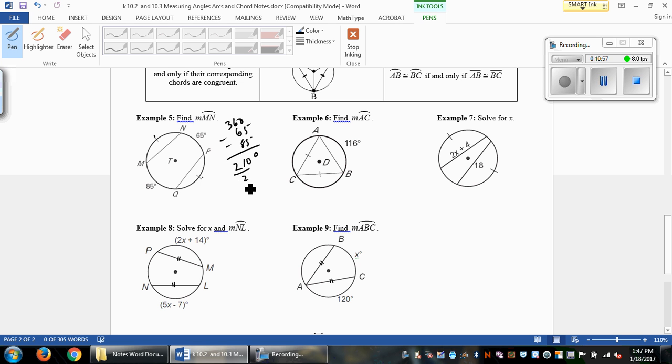And since there's two of them, we have to divide by 2. So that makes each one of these 105 degrees. Finding the measure of AC, we have that this is 116. These are where our congruencies are. So that goes along with these two sides. So we have 360 minus 116. It's 244. Once again, divide by 2. So each one of these is going to be 122 degrees.